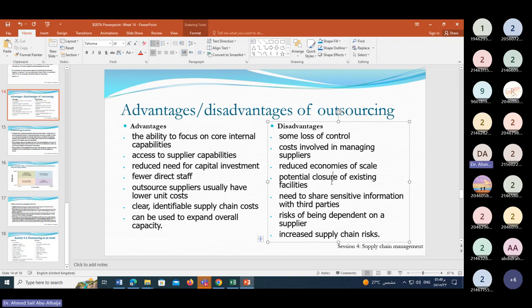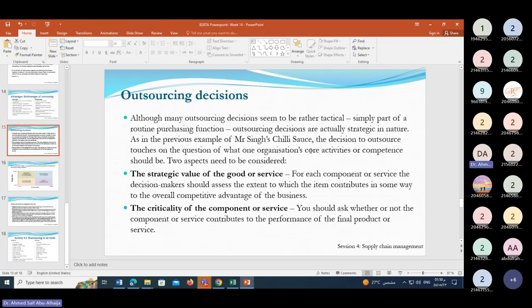Yes. Actually, we have a matrix. According to that matrix, you can say this is what I will do by myself, in-house, and this is what I will depend on others to do for me. This is actually the outsourcing decision. In order to know which one to do ourselves and which one to depend on others to do, we have two important factors: the strategic value of the good and the service.